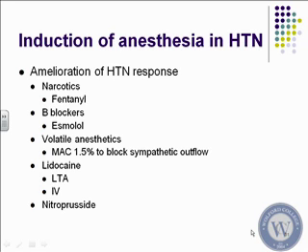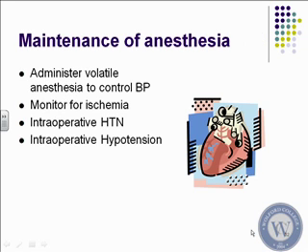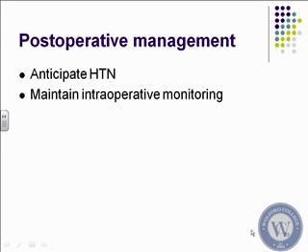Volatile anesthetics have also been very helpful to do it, but you have to get to a MAC of 1.5, and that takes several minutes. You administer the volatile anesthetics to control blood pressure, monitor for ischemia, and intraoperatively watch for hypertension. Most of the time you're dealing with hypotension, not hypertension, when you have all these drugs on board. Postoperatively, you really have to anticipate hypertension because everybody develops hypercarbia.